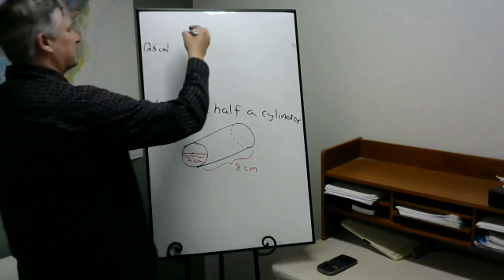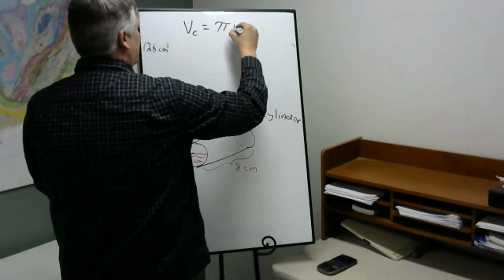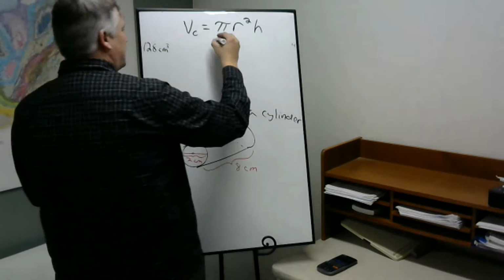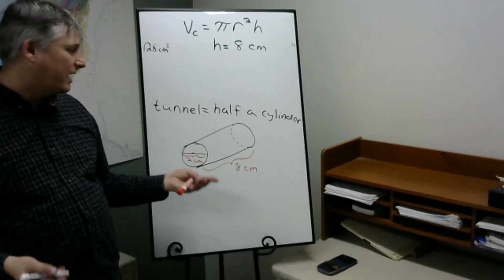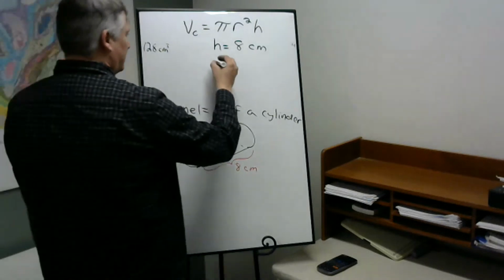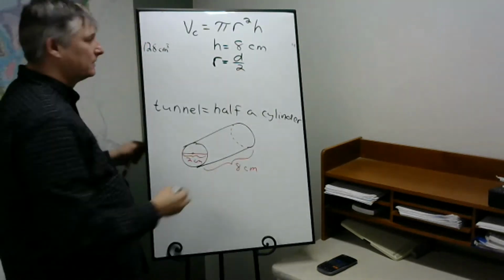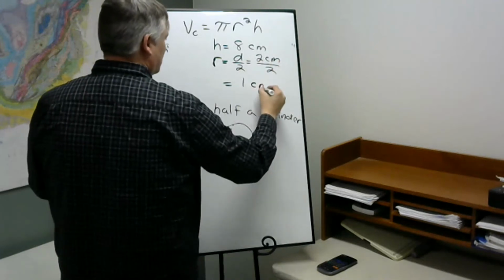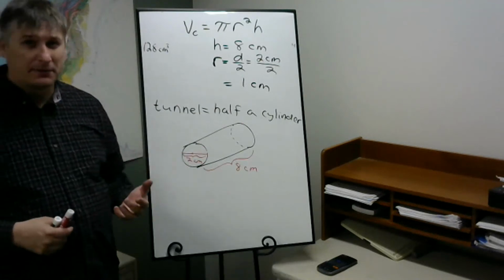So the volume of this cylinder, C for cylinder, is pi r squared h. Now in this case, h is going to be this length. So the h will be the 8 centimeters. It's like we have a cylinder and we knocked it over. We knock it over, the height now becomes the length. Now, the diameter is 2 centimeters. So the radius, we take the diameter, we divide it by 2. So the radius, we just want half of this length, not the whole thing.